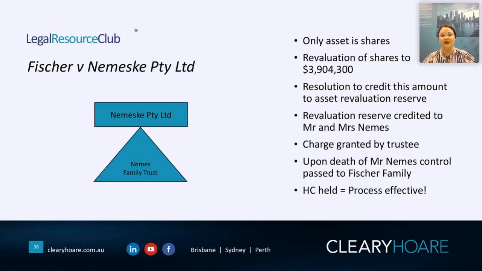And this was then credited to Mr. and Mrs. Nemes. So upon the death of Mr. Nemes, the High Court essentially held that the trust owed the estate that amount of money. So the trust owed Mr. Nemes' estate $4 million. And that was by a majority of 3-2.